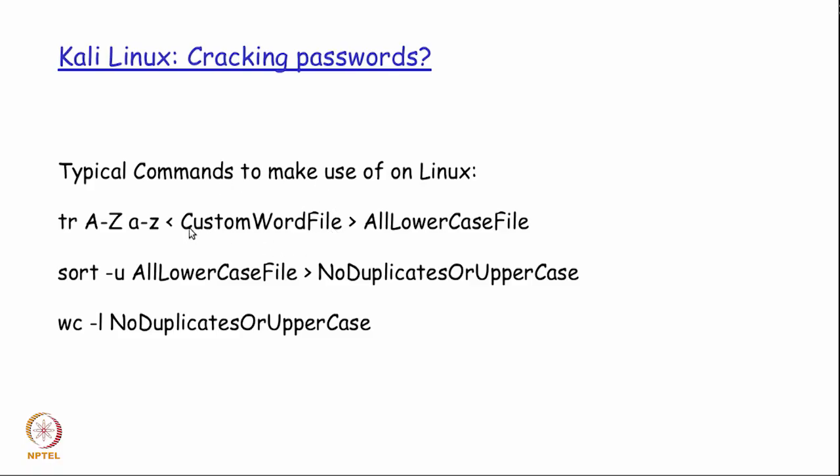in that particular word. As an input we pass the file that we have downloaded from different places, concatenated together into a single file. This file, custom word file, is the input passed to this command, and this command is going to substitute all capital letters with small letters and then redirect the content into another file called all lowercase file. This is what this particular Linux command is doing.